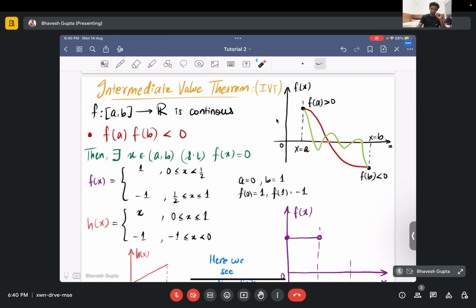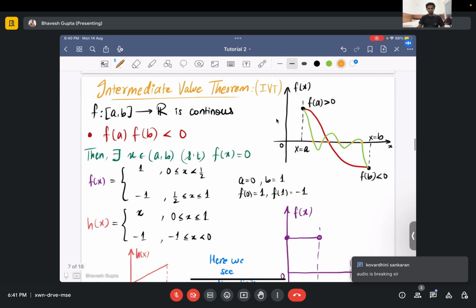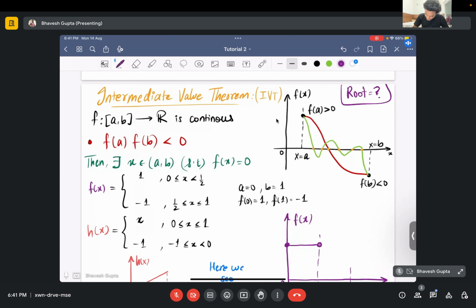So, for example, the main motivation of this particular discussion is: what are the roots of the function? Do roots exist? We want to answer that kind of questions, and these questions can be answered using the intermediate value theorem.